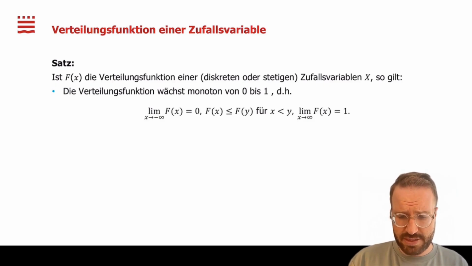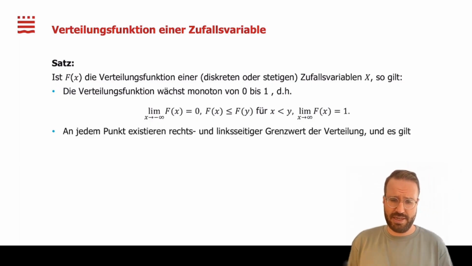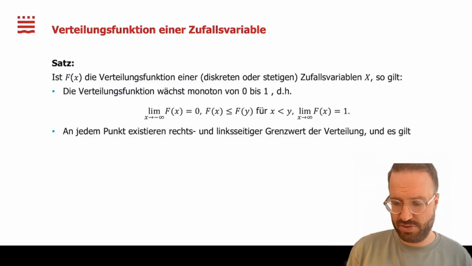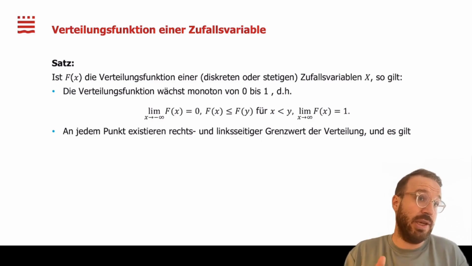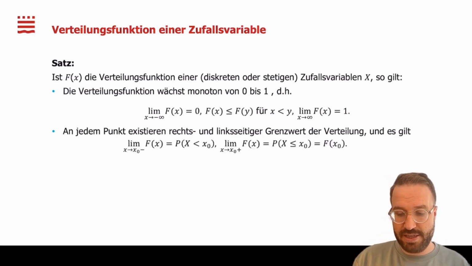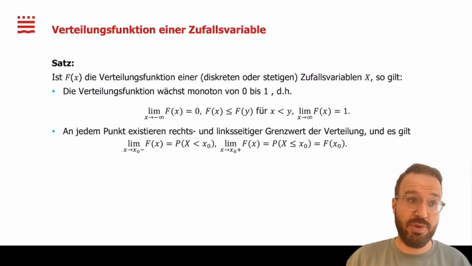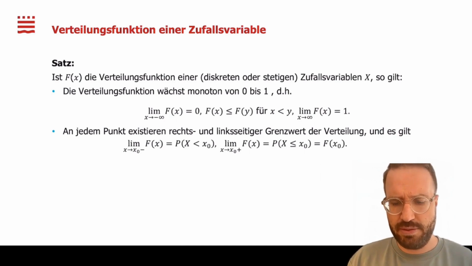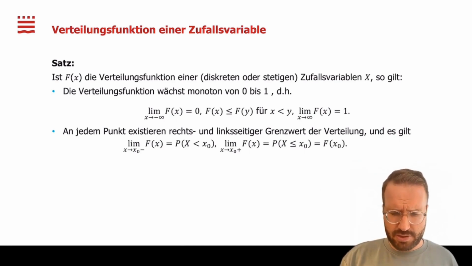All right, let's move on. At each point, there exists a right-hand and a left-hand limit of the distribution function. However, they do not have to be identical. At the jump points, they are of course not identical. And we can take a look at that here as well. If the notation is unfamiliar to you, that's not a problem. It's not so bad. But for those who are familiar with it, let's take a look.